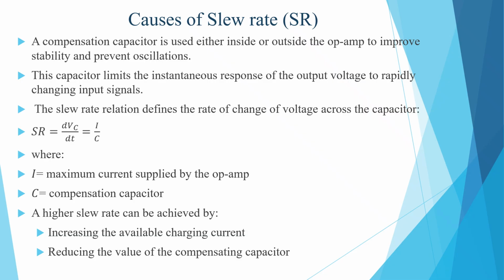From this equation, large current results in faster charging and higher slew rate. A smaller capacitor also increases the slew rate. Therefore, high-speed op-amps are designed with higher internal charging currents and smaller compensation capacitors. However, reducing capacitance too much may reduce stability. So, a trade-off exists between speed and stability.